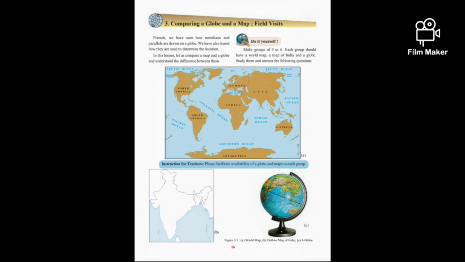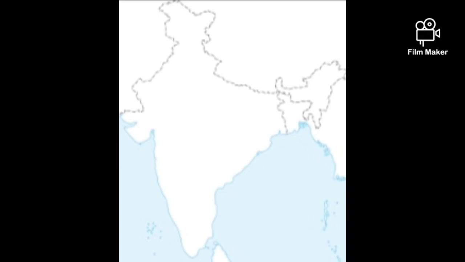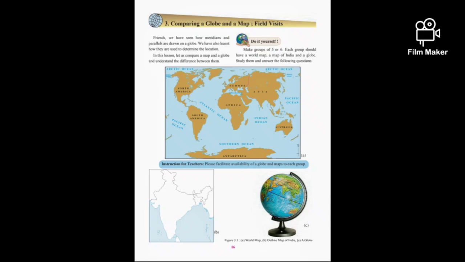In this lesson, let us compare a map and a globe and understand the difference between them. Now just see the picture on your screen. Here you can see a map, a world map, in figure A. Then in the second figure we have a map of India, and in the third picture we can see a globe. Now what is a map and a globe? Let us understand the difference between them.